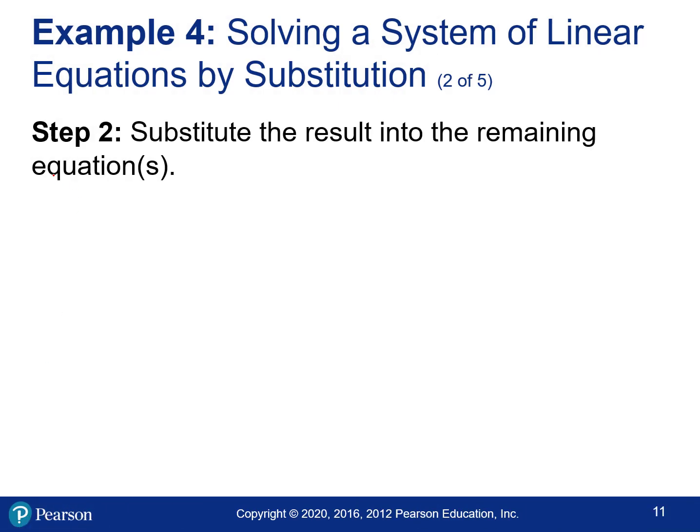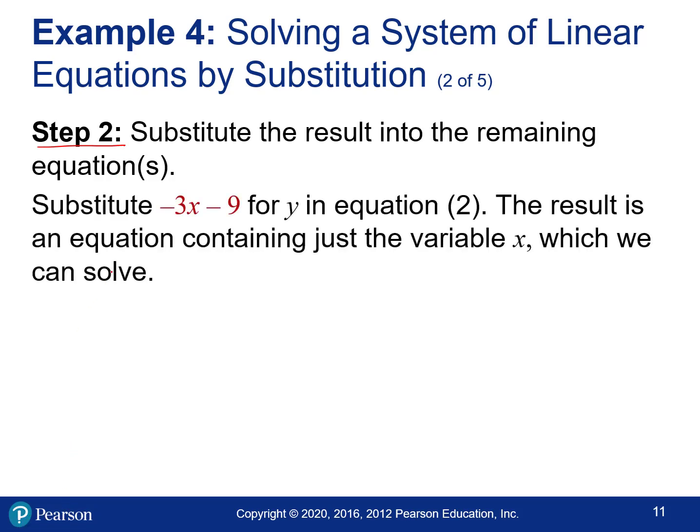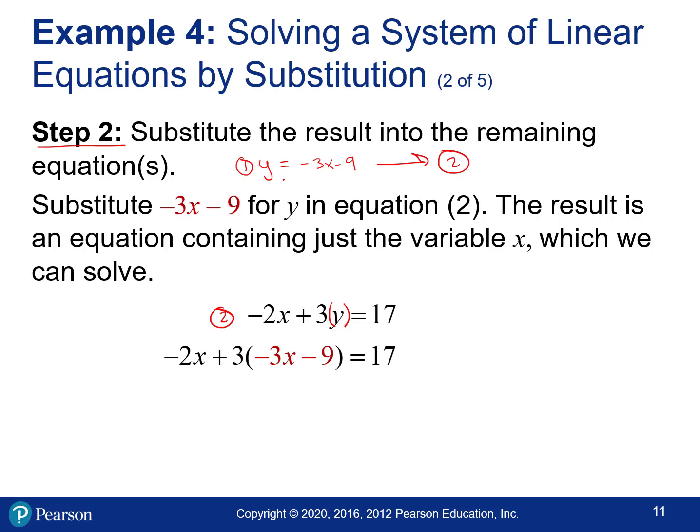Once we have that, then step 2 is to substitute that result into the remaining equation. We know from equation 1 that y equals negative 3x minus 9. What we have to do is plug that into equation 2, the other equation. So here's equation 2. It's going to take the place of y. Right here in this spot for y, we're going to erase y and put what it equals, which is in terms of x.